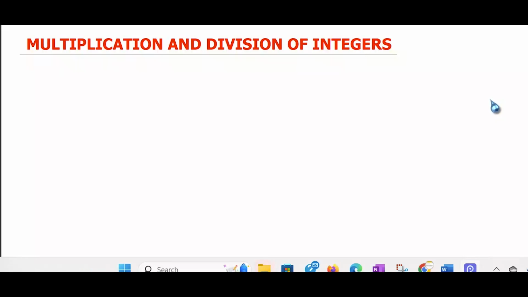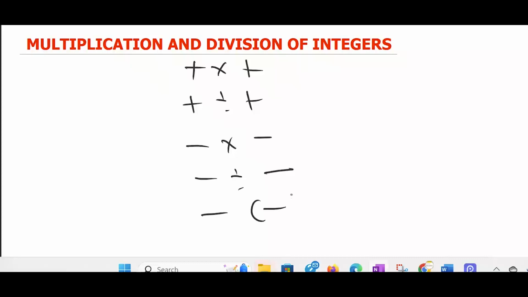In this video, we'll be looking into multiplication and division of integers with different signs. Earlier, in the previous video, we talked about the combination of signs. When you have two similar signs: plus times plus, plus divided by plus, minus times minus, minus divided by minus, and it could also be in the form of minus into minus or plus into plus. In the previous video, you were told that once the signs are similar, they combine together to become positive.